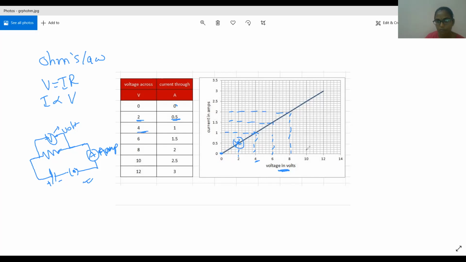So this graph you will get. Join all these points and you will get a straight line. A straight line passing through the origin shows that it is an ohmic device. Like that, we prove Ohm's law with a given resistance. I hope this is clear, children.